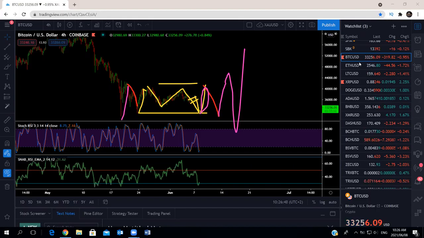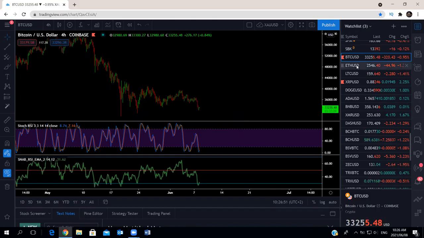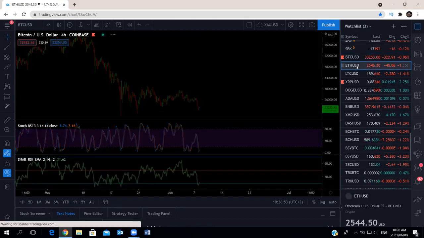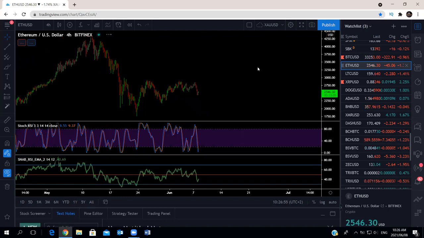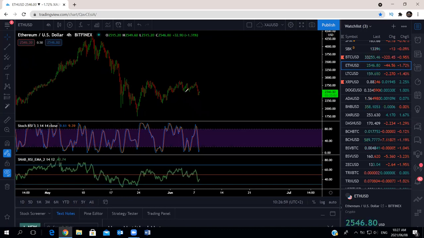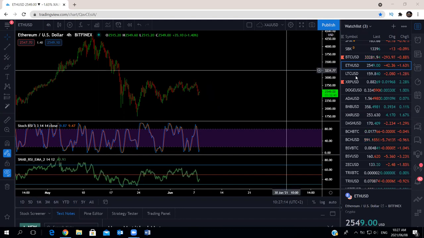So the rest of the cryptocurrencies are showing similar moves. Okay, so it's the same thing. So this is now Ethereum, a 3-wave pullback. Can we now see Ethereum make a move like this and come back? Okay, this will be a nice structure. That is what we're expecting with Ethereum, as well as Litecoin.